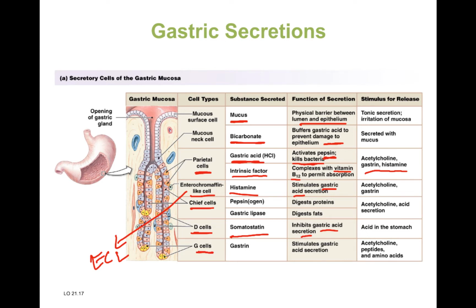G cells, these are the ones that actually produce gastrin that I've been talking about this entire time. So gastrin, one of those hormones, stimulates, again, gastric acid secretion. So gastrin acts on parietal cells, and just like the others above it, acetylcholine is one of the major stimuli for release, okay? As well as the presence of protein in the stomach, peptides and amino acids. Okay, so those are the secretory cells of the gastric mucosa. You're probably starting to appreciate the complexity of the stomach and all that's going on when you take in food.